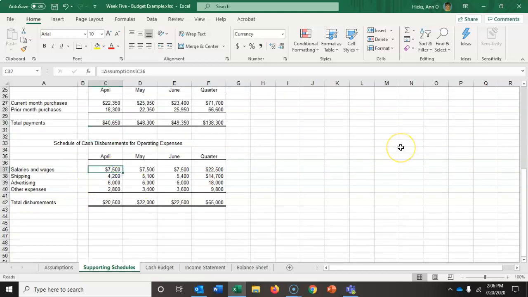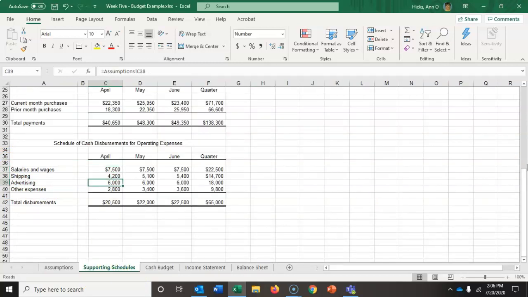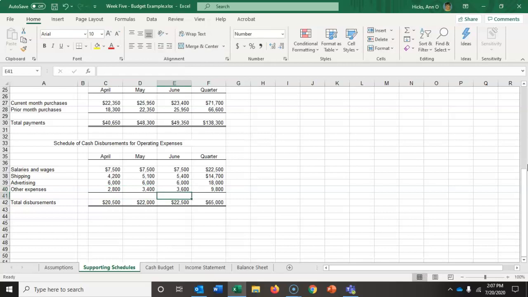And then lastly, for our supporting schedule, we have a schedule of cash disbursements for operating expenses. These come straight from this last item number 6 on our assumption page. You'll notice salaries and wages and advertising are both fixed expenses, so they're the same each month. Shipping was a function of sales at 6%, so each month is just 6% of the sales, and other expenses was 4% of sales, so that calculation is 4% of sales. And then just sum the total.